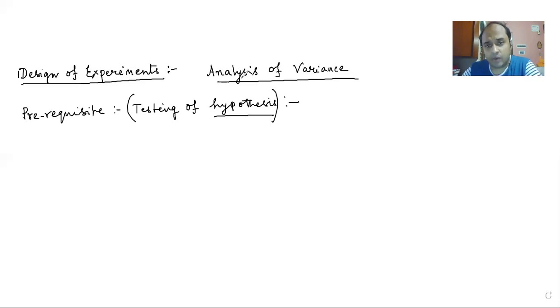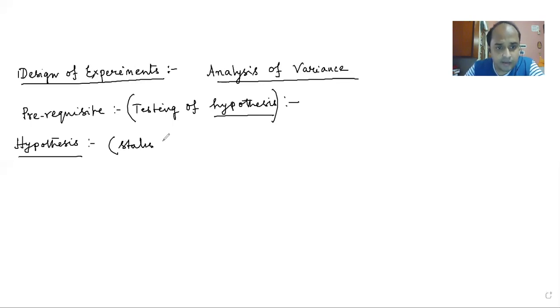Now, okay, let's talk about hypothesis testing a little bit, because if you are not comfortable with hypothesis testing, you will not be able to understand what design of experiment is. Now, what is hypothesis? Hypothesis is the statistical equivalent to the word assumption.